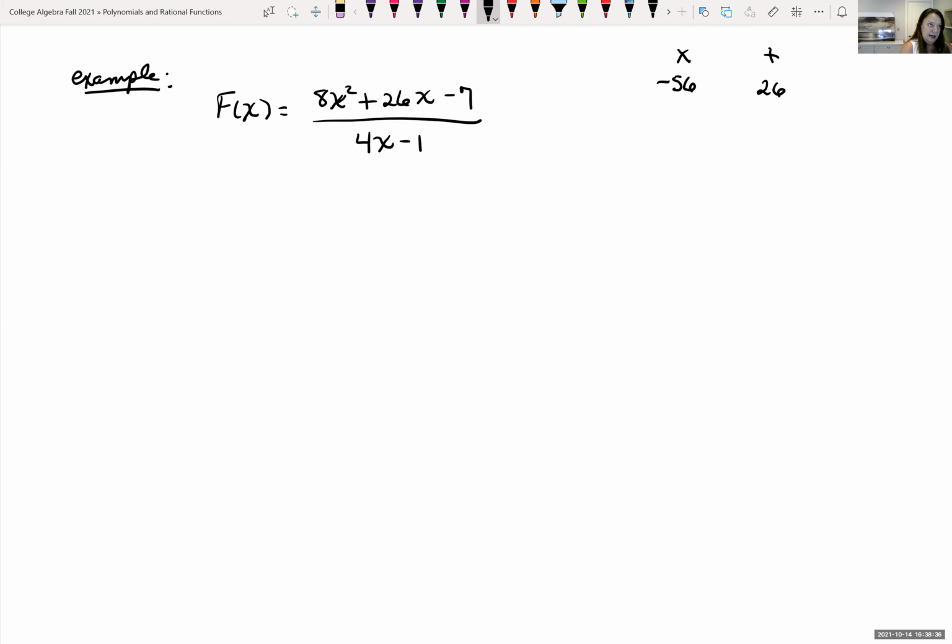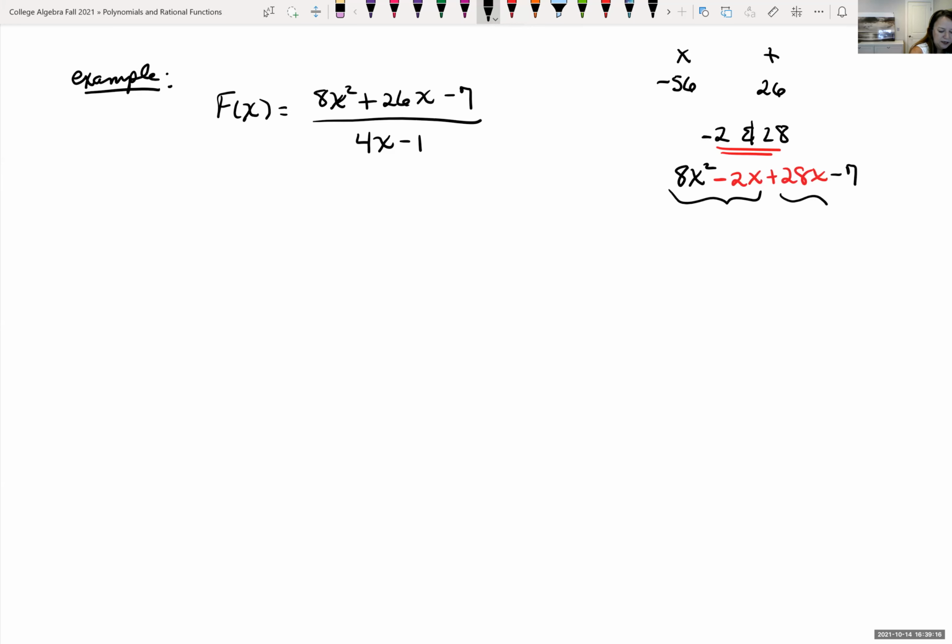Two times 28, is that going to work? Yes, 2 times 28. One needs to be negative, so it would have to be a negative 2. So negative 2 plus 28 gives me 26, and negative 2 times 28 gives me negative 56. So I'm going to rewrite my middle term using those two numbers, and let's write it as minus 2x plus 28x minus 7.